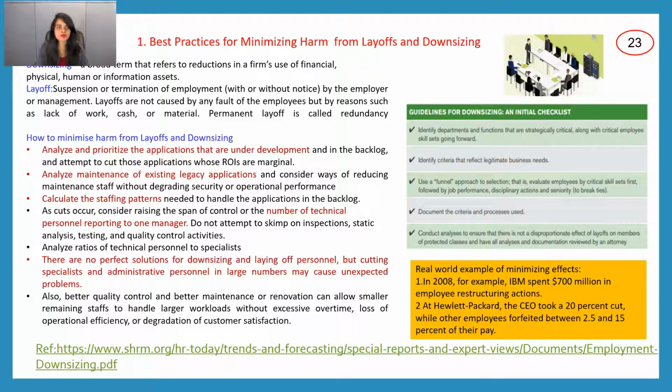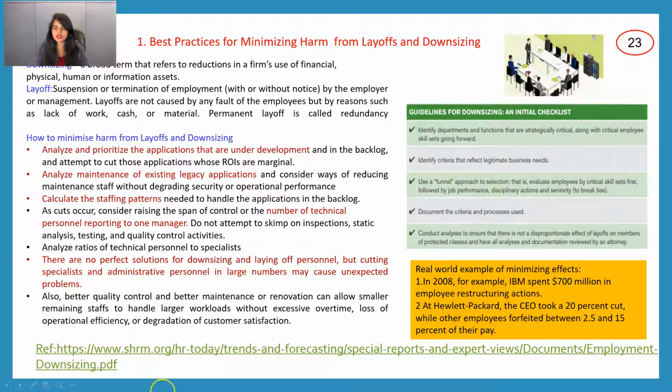The first one is best practices for minimizing harm from layoffs and downsizing. So we need to minimize those harms by analyzing and prioritizing the applications that are under development and analyzing maintenance of existing legacy applications. There is no perfect solution for downsizing and laying off personnel, but cutting specialist and administrative personnel in large numbers may cause unexpected problems. So all these we need to check together.